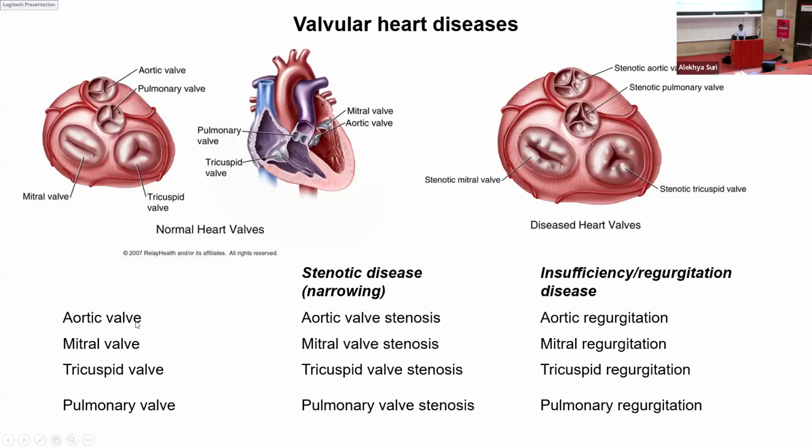If it occurs in the aortic valve, then it is called aortic valve stenosis. Similarly for the mitral valve or tricuspid valve, it's called mitral valve stenosis, or similarly aortic regurgitation or mitral regurgitation. The most common ones are aortic valve stenosis and mitral regurgitation. These two are the common ones, but you'll also see a lot of patients with pulmonary valve stenosis or regurgitation, which can cause cardiac defects.